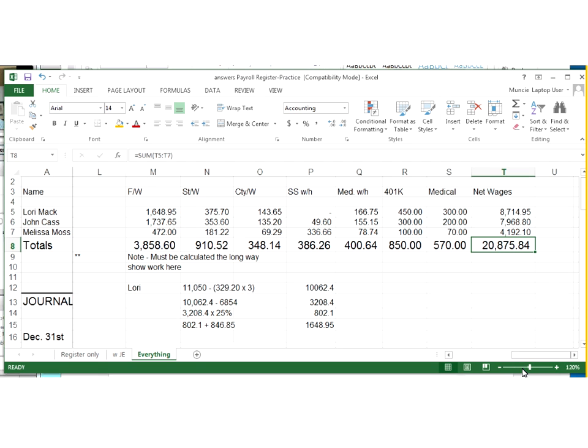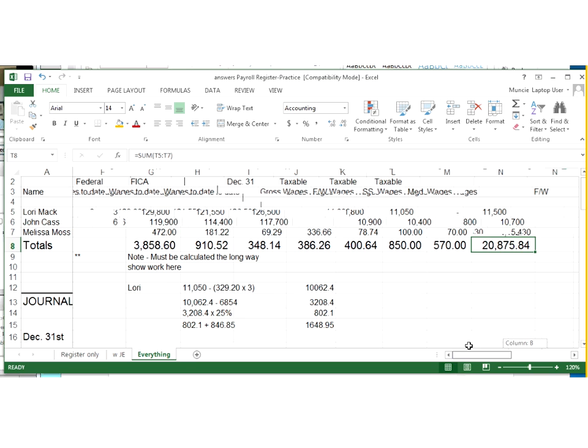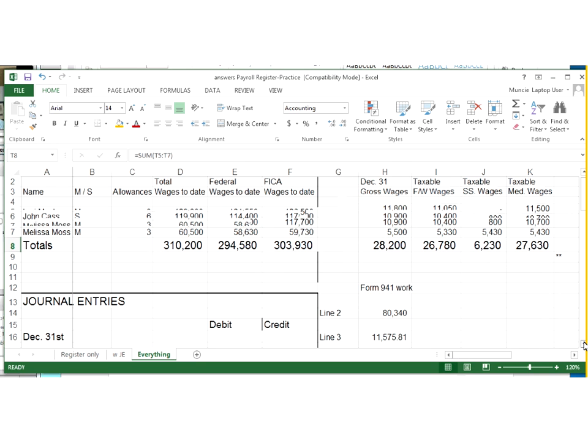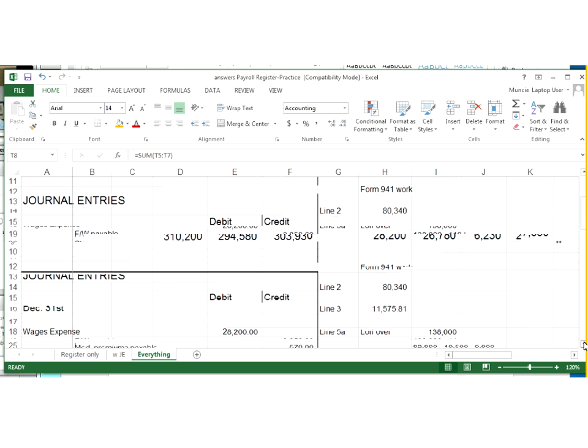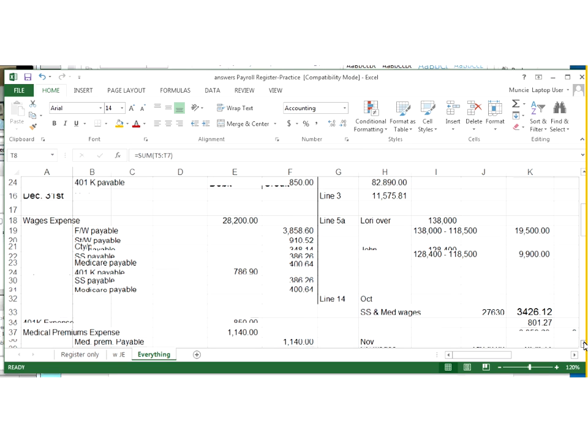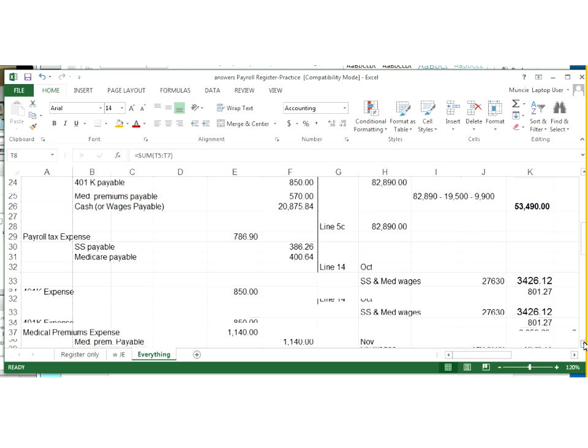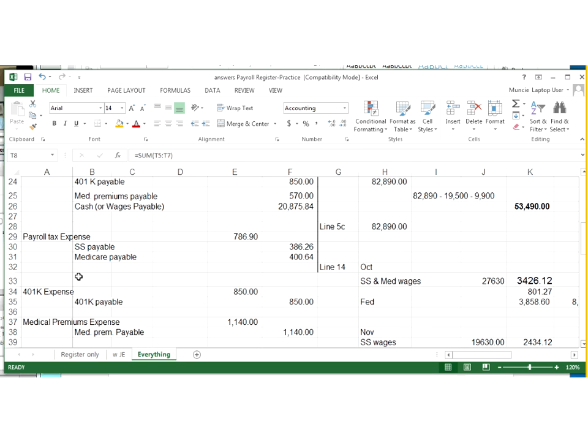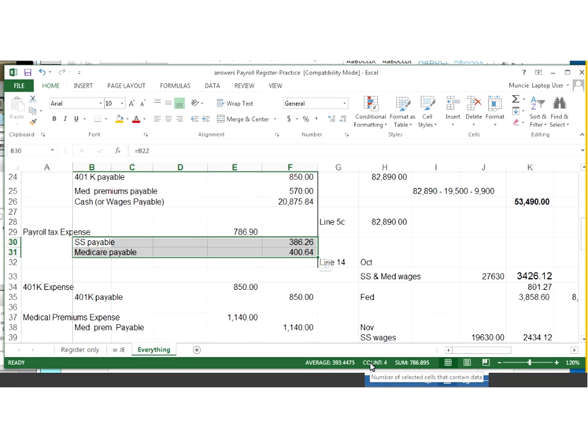So whatever you had for the payroll register, which is $20,875, that better be what your final credit is in your journal. Then we move on to the employer's portion of the taxes that they have to pay. We've only talked about 2 of them. We're going to talk about the final 2 next week, which are FUTA and SUTA, the federal unemployment taxes and state unemployment. But right now, all we need to worry about are the 2 that we've done, the FICA taxes.